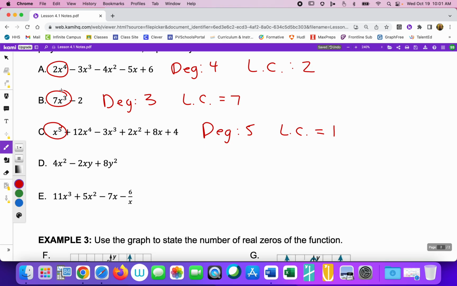About D. Is that a polynomial in one variable? No, why not? Because it has variables x and y. That is your explanation. If you say that, you would say this is not a polynomial in one variable, just like it's worded in the question.